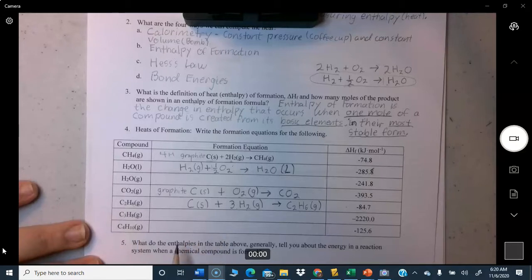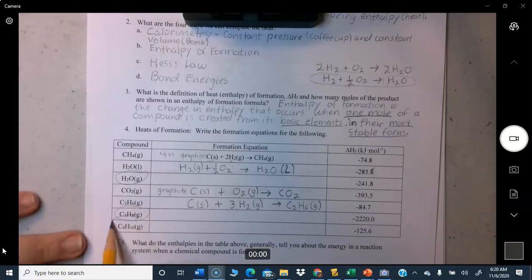I want you to do this one on your own. The ones I'm circling, you do on your own. And we'll go ahead and do C4H10 together. Okay, I think you can do that one on your own too. So you do these three. They're exactly like this, except you've got to make the numbers add up to whatever these are.